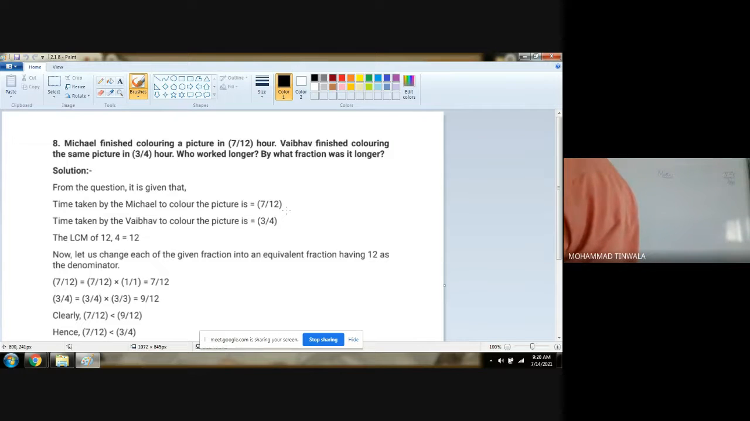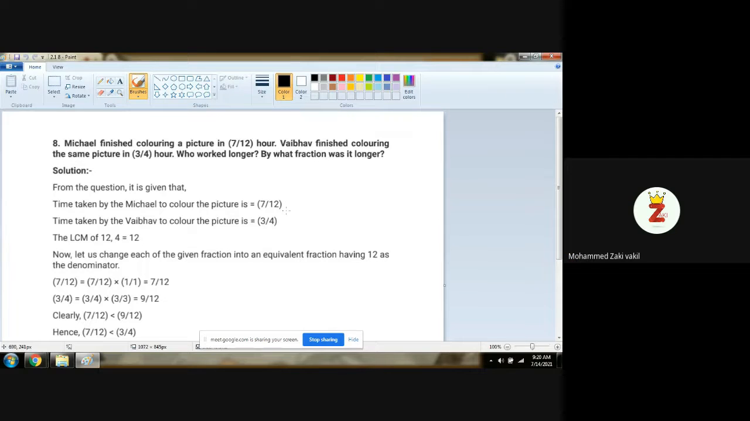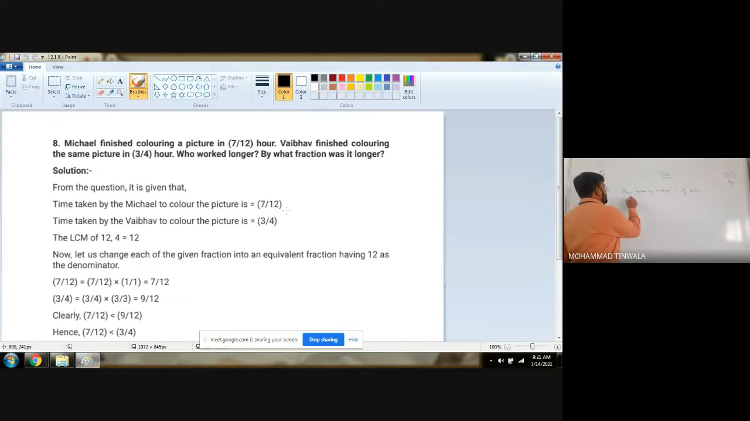Michael finished coloring a picture in 7/12 hours. So the time taken by Michael, all of you look at the whiteboard please, the time taken by Michael is equal to 7/12 hours. Yes or no? Yes. And the time taken by Vaibhav to color the picture, you write the statement on your own, which was 3 upon 4 hours.